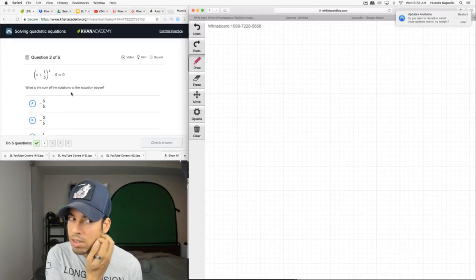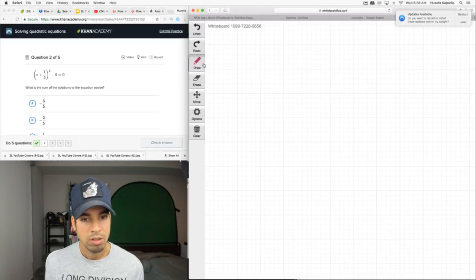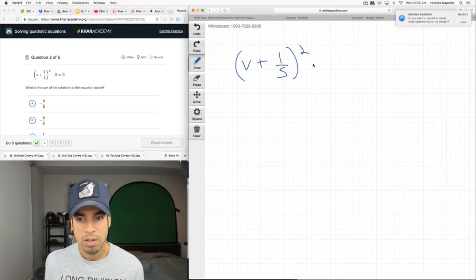What is the sum of the solutions to the equation above? So this adds an extra curveball. We're probably going to get two solutions, and we've got to then add them together. So let's take it step by step. This is a little trickier than the last one. V plus 1/5 squared minus 9 equals 0.